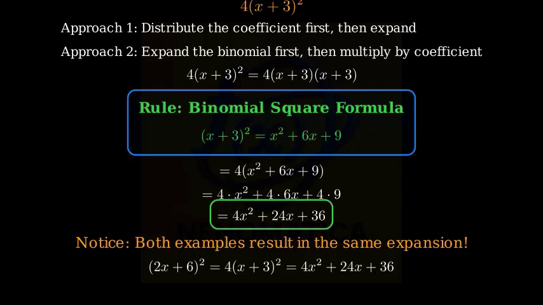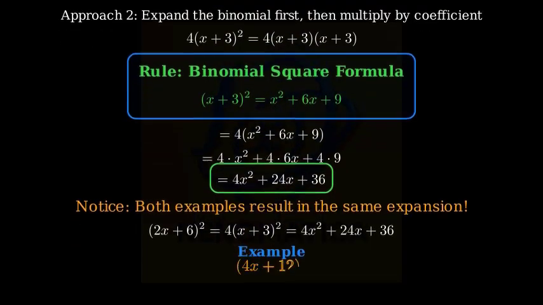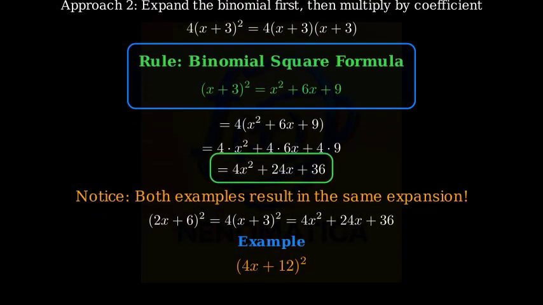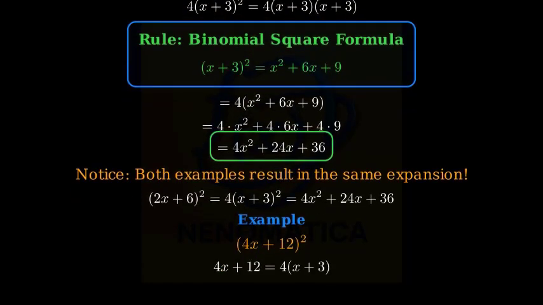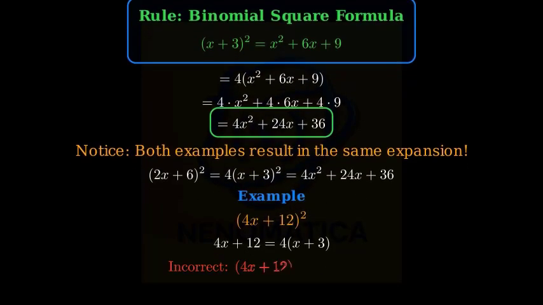Let's look at one more example to verify the mathematical equivalence we just observed. If we have the expression 4x plus 12 squared, we can factor out a common factor of 4. 4x plus 12 equals 4 times the quantity x plus 3. So 4x plus 12 squared equals 4 times the quantity x plus 3, all squared. But wait, that's not quite right. We need to be careful here.